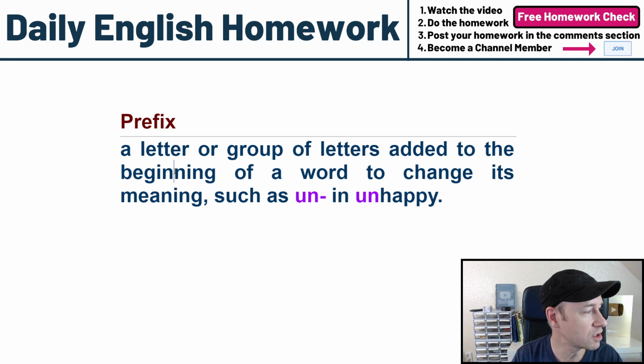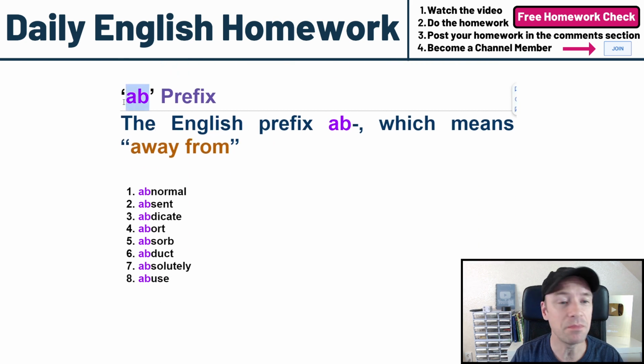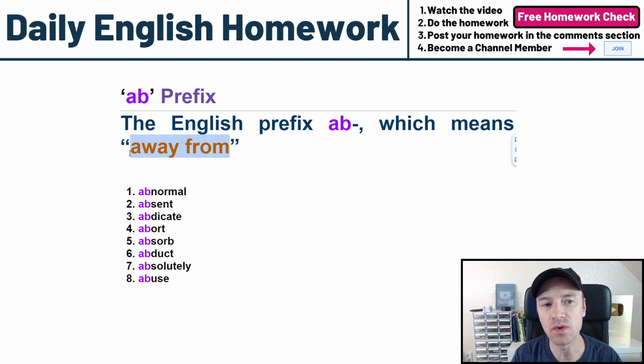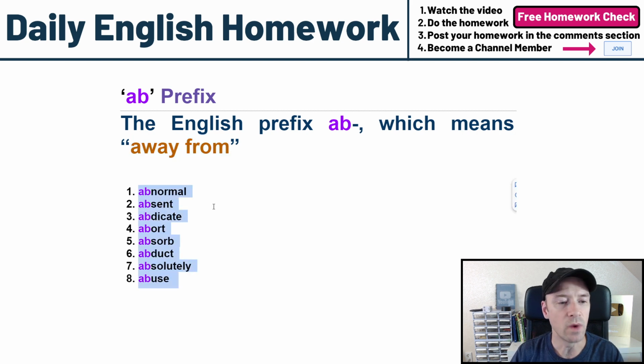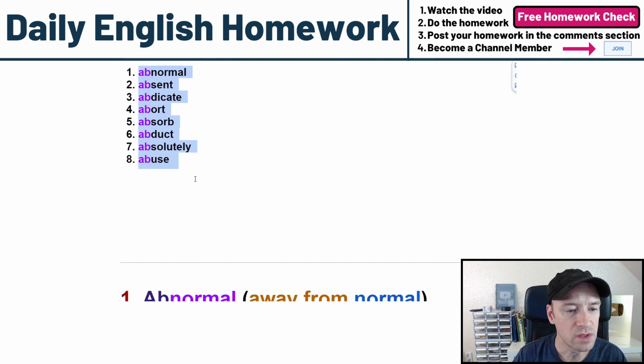We are going to talk about the prefix ab. So the English prefix ab, which means away from. Again, this is old English. This is from Latin and Greek. Ab, this prefix. And when we use it in words, and we're going to talk about these eight words, it means away from. So I'm going to go through these words quickly.